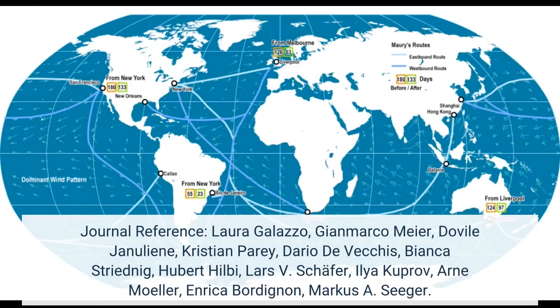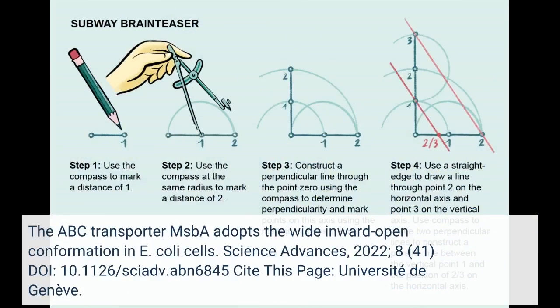Journal reference: Laura Galazzo, Gianmarco Meyer, Doval Janaline, Christian Perry, Dario De Vecchis, Bianca Stridnig, Hubert Hilba, Lars V. Schaefer, Ilya Kuprov, Arne Moeller, Enrica Berdignon, Marcus A. Seeger. The ABC transporter MSBA adopts the wide inward open conformation in E. coli cells. Science Advances, 2022.